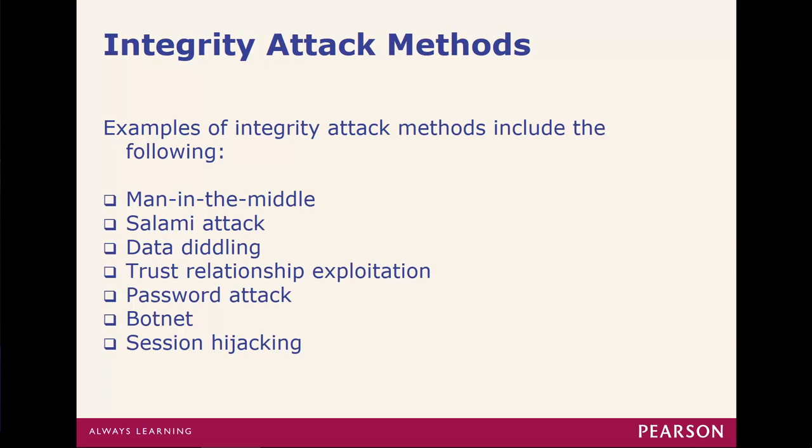Integrity attacks could be more like a man-in-the-middle attack, a salami attack, a data diddling attack, trust relationship exploitation, passwords, botnets, or even session hijacking. I mean, botnetting, not so much data integrity. A botnet I could also see being a confidentiality or even an availability attack, because the purpose of a botnet could also be a DDoS attack.